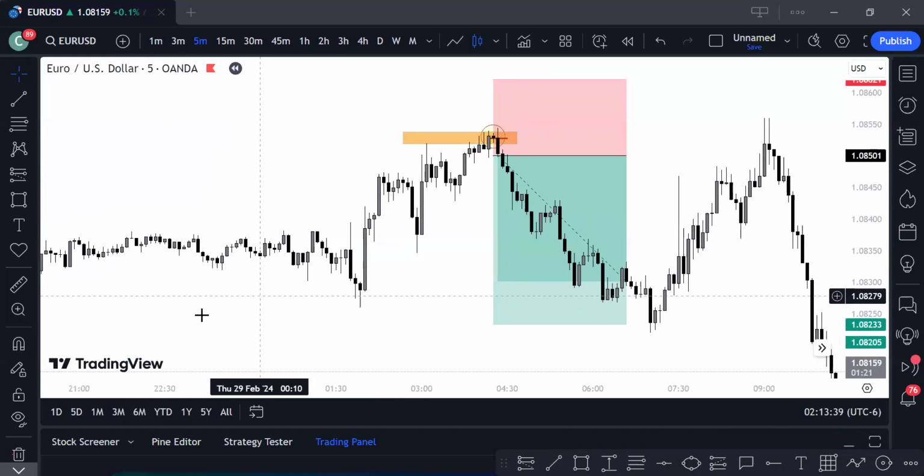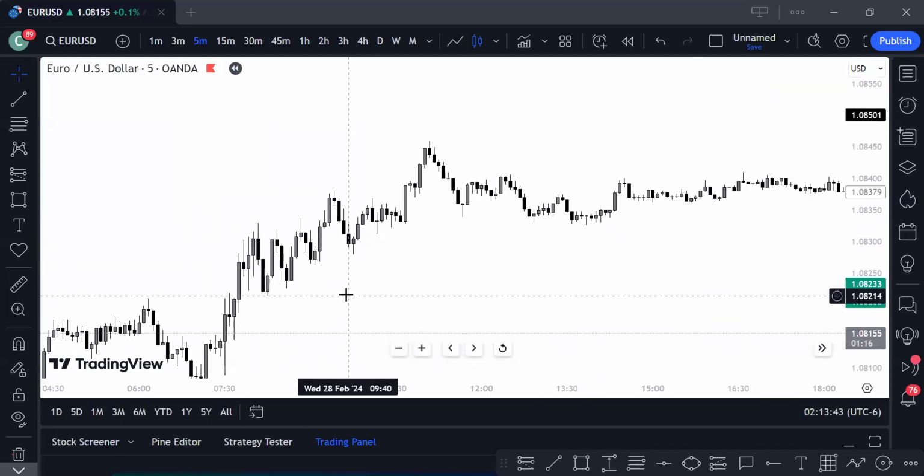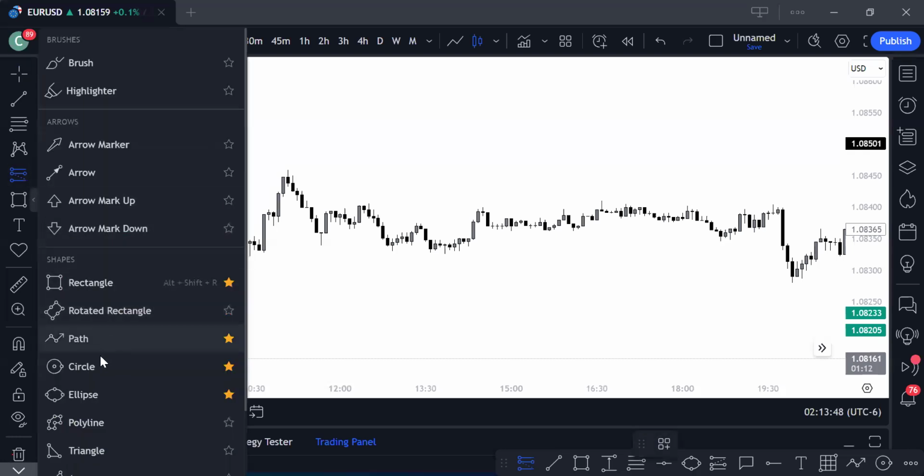All right. Let's look for another one. There are many. This is also a confirmation candle formation.